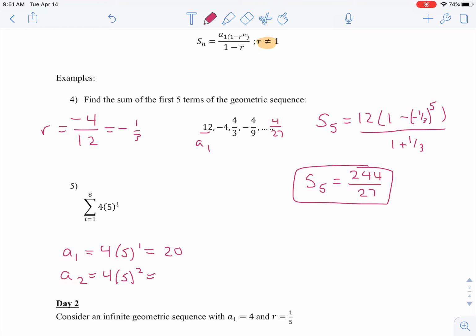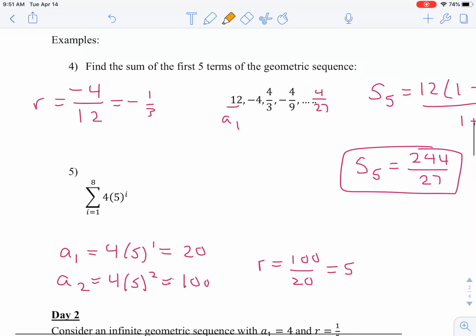Okay, well that's 4 times 5 squared. 4 times 25 is 100. So r would equal 100 over 20, which is 5. Now a lot of you are like, I didn't need to do that. And you really didn't need to do that. If you notice that 4 is always there, and this is what's changing how many 5s we have, that is going to be your r. Okay. So the sum of the first 8 terms, because we've got 1, 2, 3, 4, 5, 6, 7, 8. Be careful. Sometimes people mistake how many terms there are.